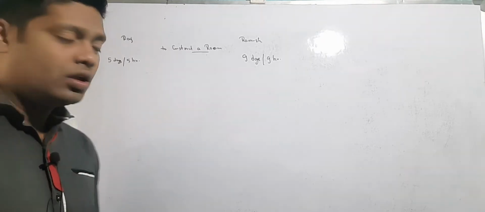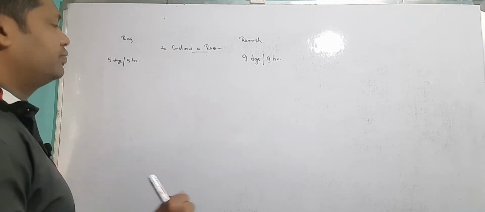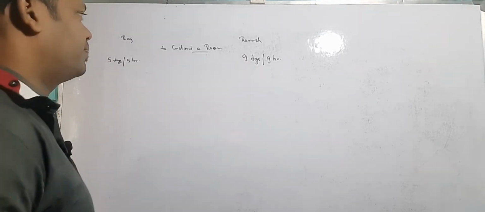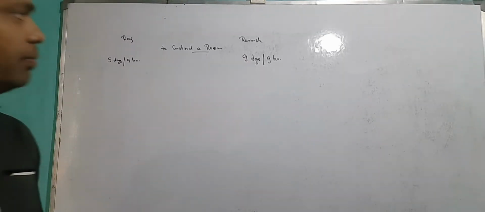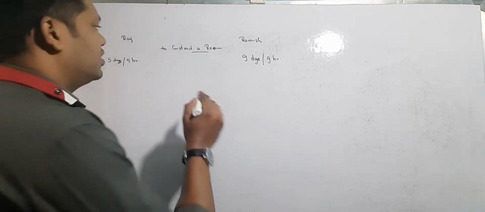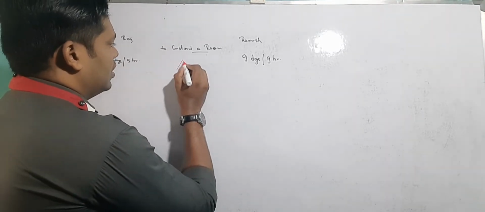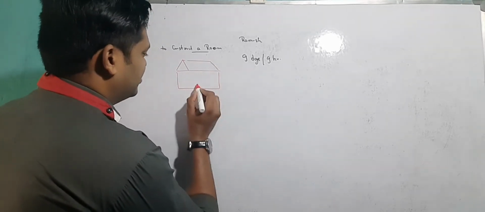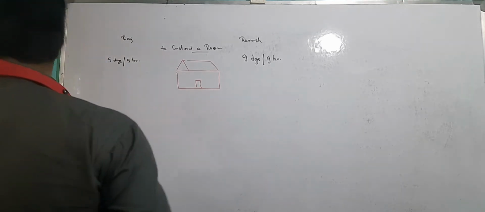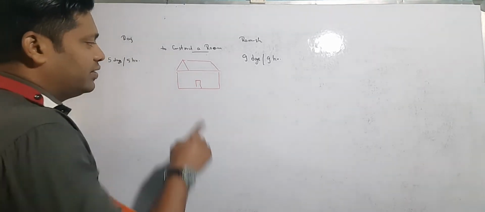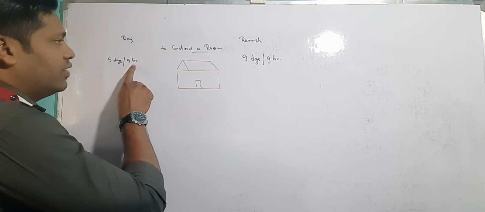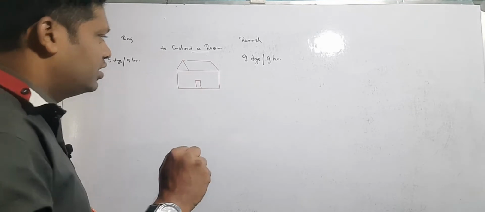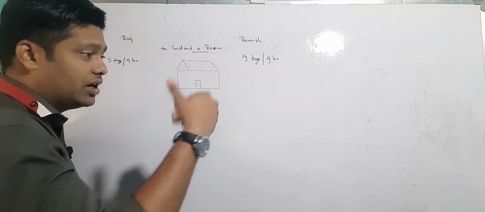Now you understand, to construct a room Raj takes this much and Ramesh takes this much. Next, just consider this as a room. I'm not good at drawings, but I'm trying. This is a room, this is a gate. To complete this, you need 5 days or 5 hours, and he needs 9 days. Be careful when I'm explaining this, it is a very important topic, the concept, so that you can use it in the next cases also.